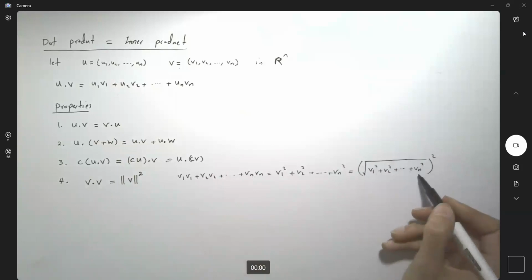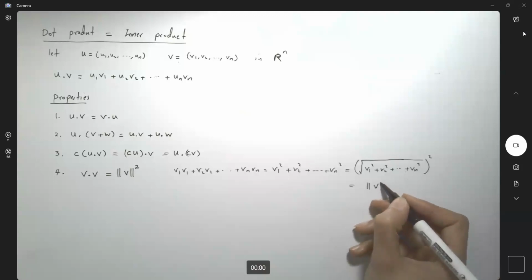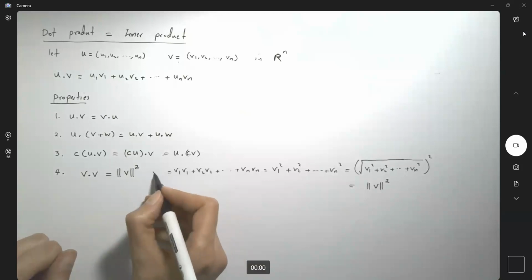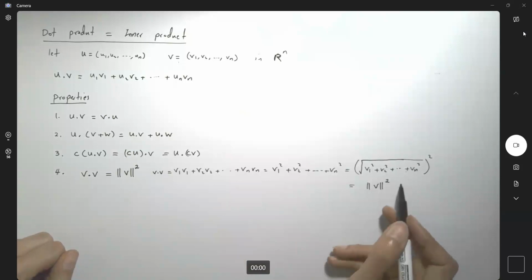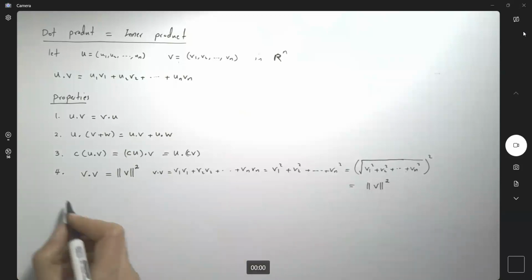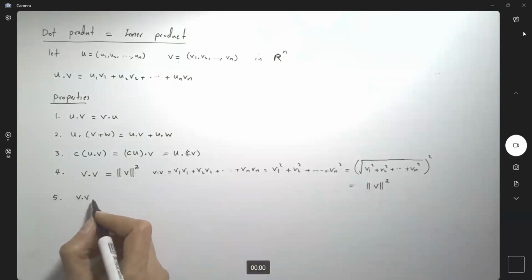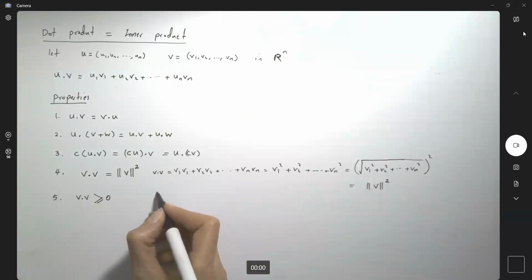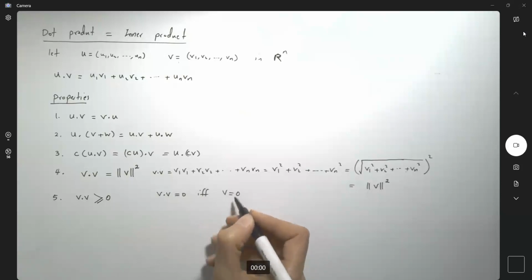But what is this? By definition, we learned that this is the magnitude of vector V, and you're raising that to the second power. So the dot product between a vector and itself is nothing but the magnitude of that vector raised to the second power. And number 5, the dot product between a vector and itself is always positive, or if it's the zero vector, it is going to be 0. So V dot V is 0 if and only if you have the zero vector.